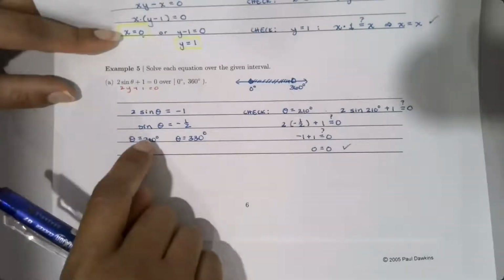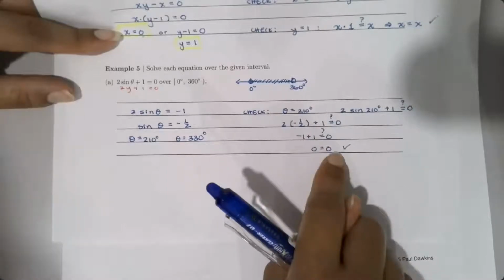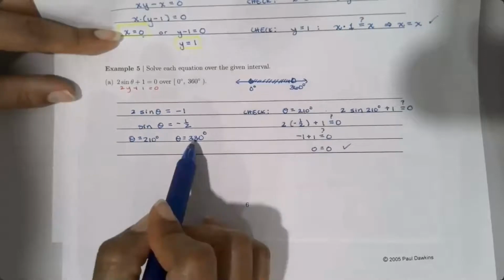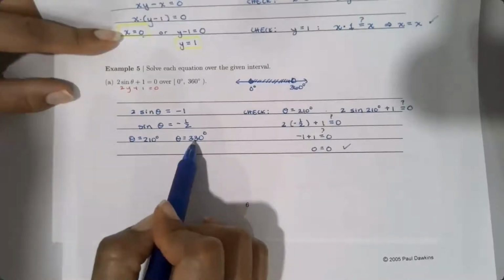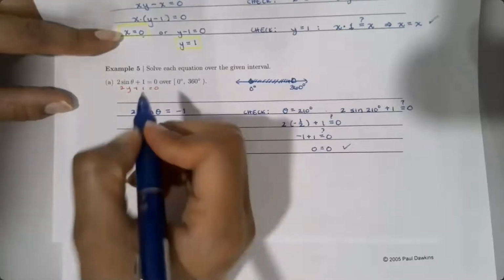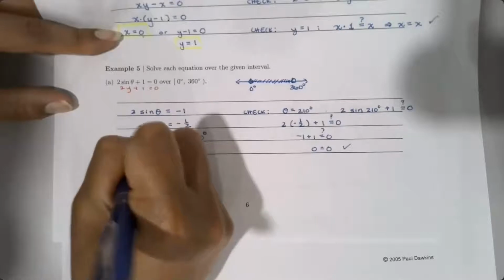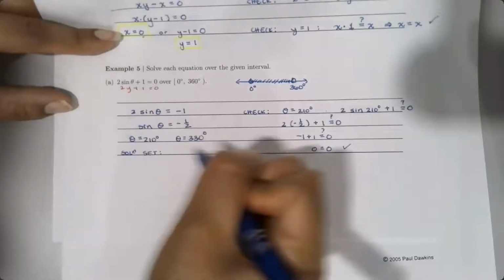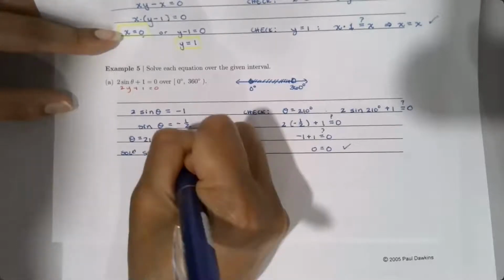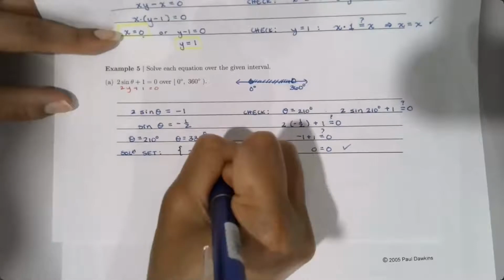And then you would check 330 the same exact way. You're going to get a true statement. Again, for the sake of time, I won't do it, but you can check it and you'll see that this one is also correct. So you can either leave your answer in this way, or in the homework, they're going to ask you to identify the solution set. The solution set simply means that we list out all of the correct answers inside of curly braces. So it would mean the 210 and 330.